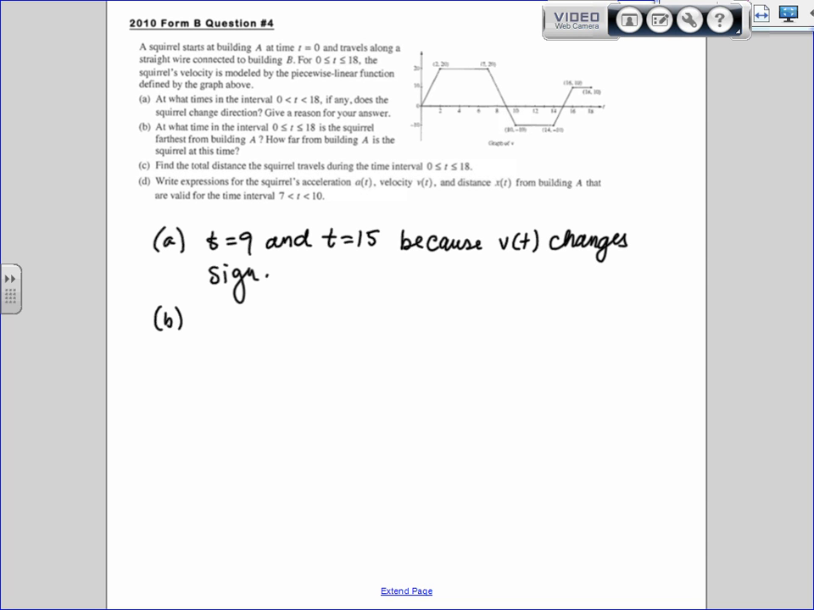B. At what time in the interval 0 to 18 is the squirrel the furthest from building A? How far from building A is the squirrel at this time? So what do you guys think? When would it be the furthest from its starting position?